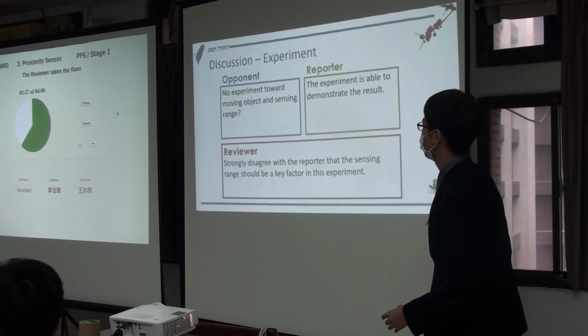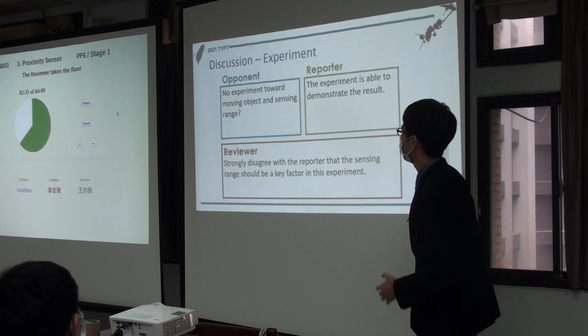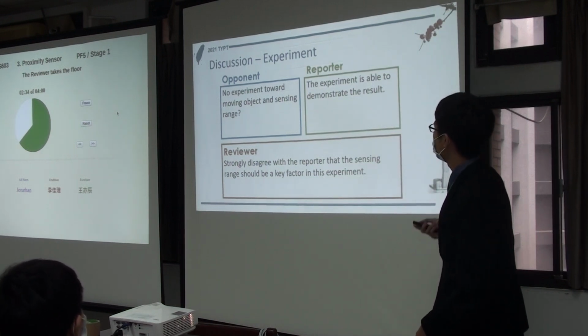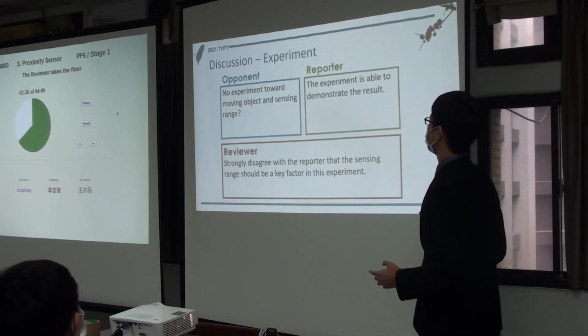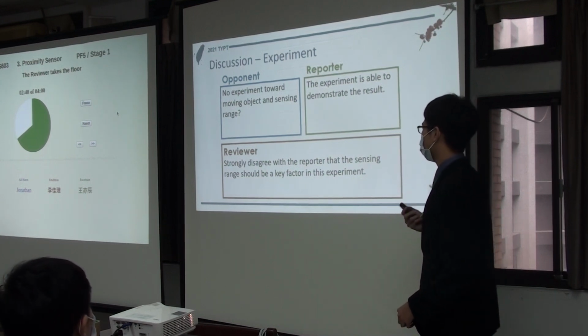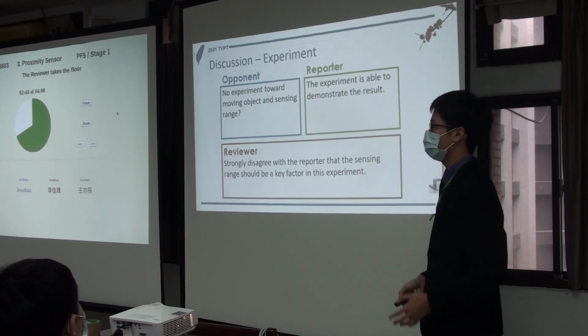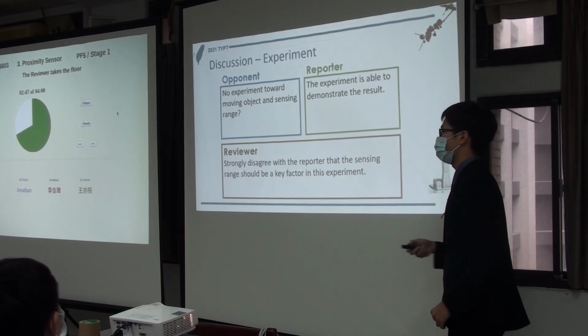Then it's our third discussion about the experiment. The opponent asks, there's no experiment toward the moving object and sensing range. And the reporter answers that the experiment is able to demonstrate the result. And the reviewer strongly disagrees with the reporter, since the sensing range should be a key factor in this experiment, which is very important for us to investigate.